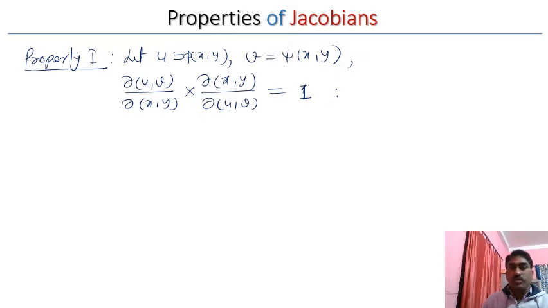So this is a very useful property, and I am not going to prove this property in this lecture. If you want a proof, I will make a separate lecture to prove all the properties I will discuss here. So here I will use the property to solve the questions. Let us take a question.